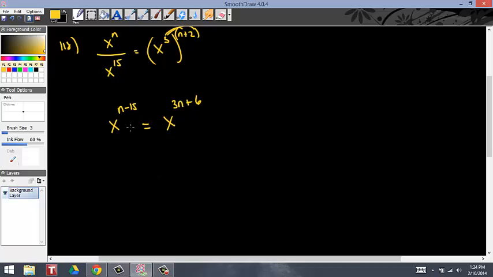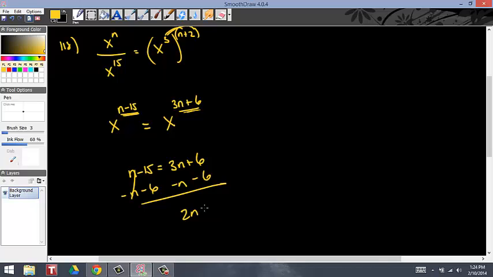Yeah? Okay, so now that the bases are the same, does it make sense that the exponent should also be the same? So n minus 15 should equal 3n plus 6. Yes? So if I subtract n from both sides, and I also subtract 6 from both sides, I'm going to get 2n equals negative 15 minus negative 6, which is negative 21. So n should be negative 21 over 2.